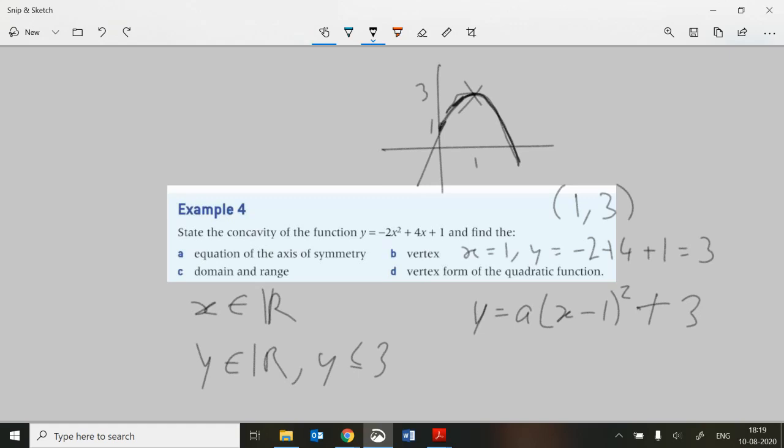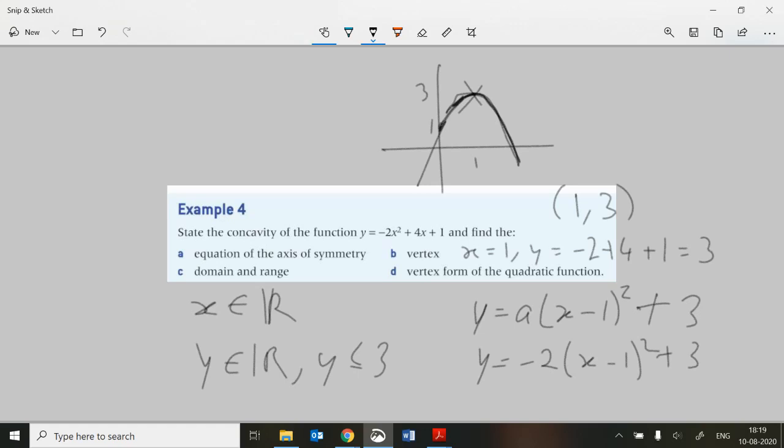But because there's only one way of getting x squared here, and it's a times by the x squared, that means because we know the coefficient of x squared is minus 2, that the a must be equal to minus 2 as well. So minus 2 there, x minus 1 squared, and plus 3.